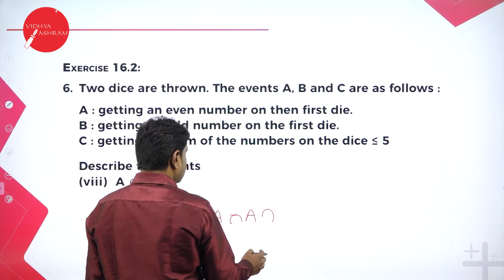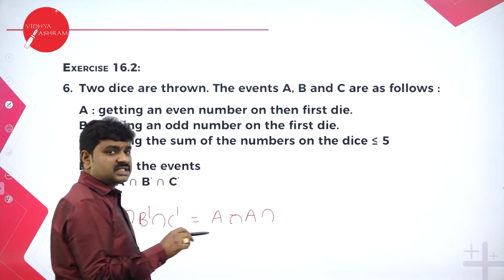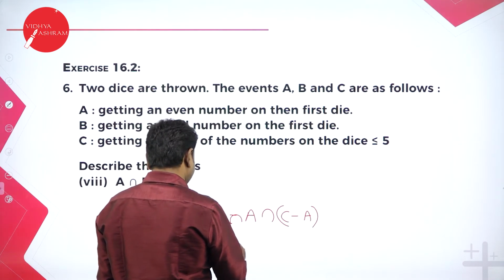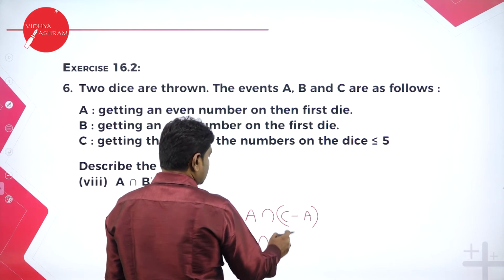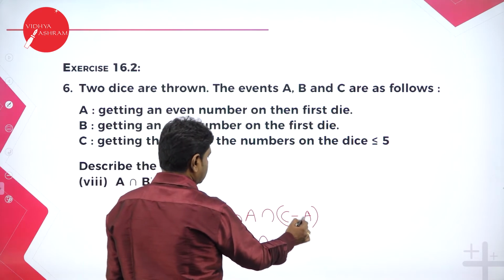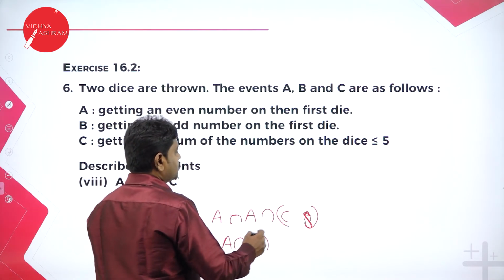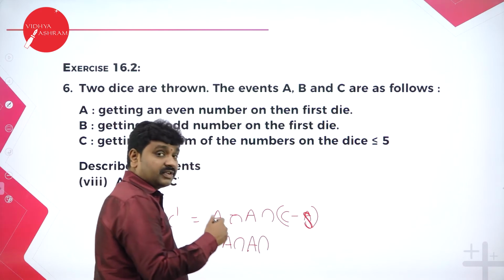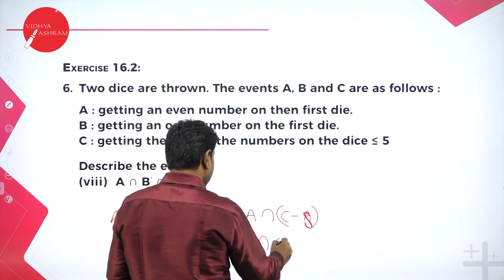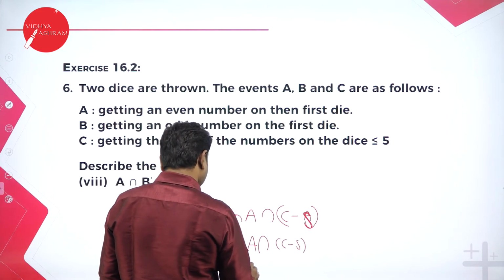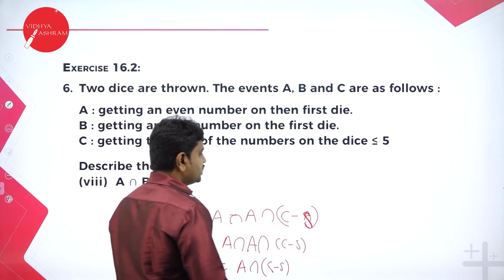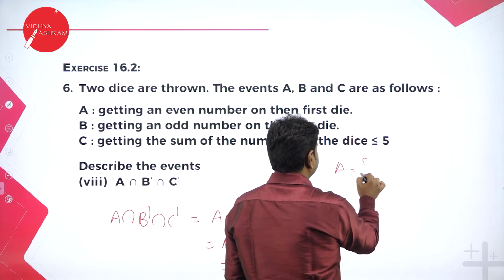And C dash is the same as S minus C, where S is the sample space. In S you remove C, so you will get all other elements whose sum is more than 5. So let me reduce A intersection B dash intersection C dash using A intersection C dash. So what is A? Numbers starting with an even number.